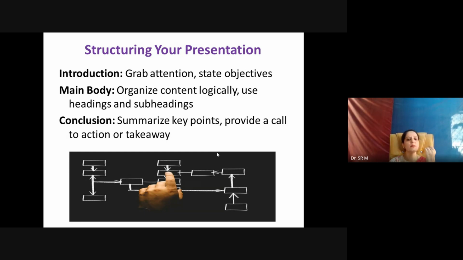Then, organizing the main body. Try to structure your presentation in a logical sequence. That means you are guiding your audience through the flow of information in a cohesive manner. Arrange your content in a way that builds upon the previous concepts and leads to a comprehensive understanding of the topic. Try to organize your talk in a simple order. Say what solar energy is, why it is good, what problems it faces, and how we can fix them. Simple.